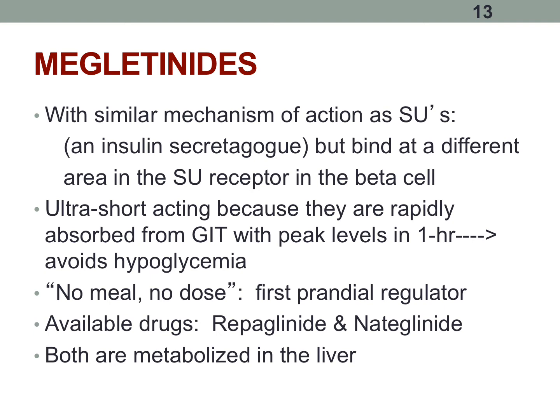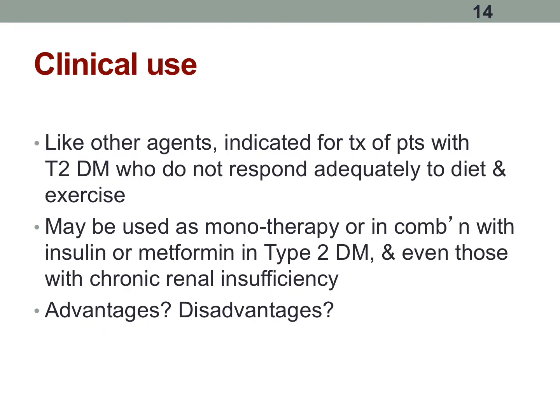There are two drugs that are available in the market. And again, it's very easy to remember. It's also IDE, because they're secretagogues. But because they're glinides, the names are repaglinide and nateglinide. And both of them are well metabolized in the liver. Much like sulfonylureas, they are used for patients with type 2 diabetes who do not respond to diet and exercise. They can be used as monotherapy or in combination with other drugs like metformin or even insulin.